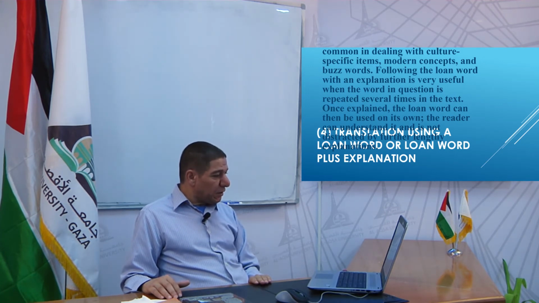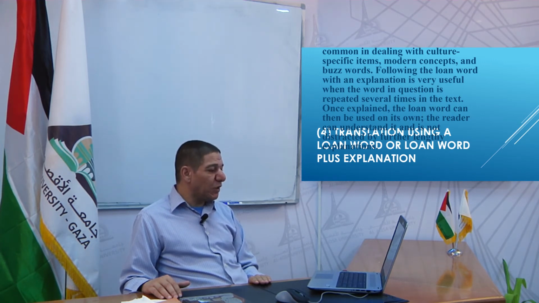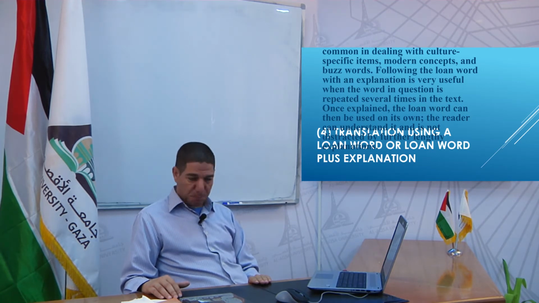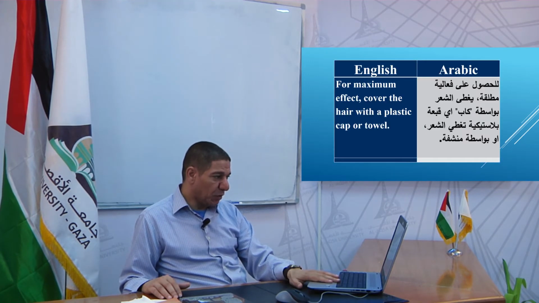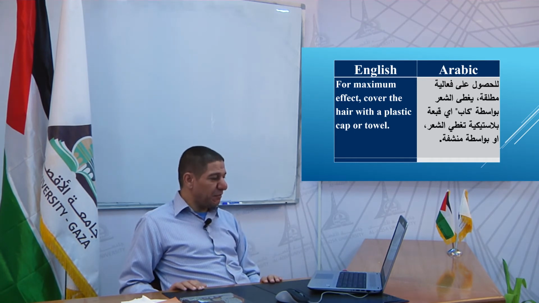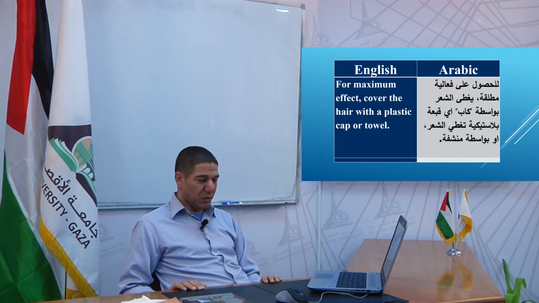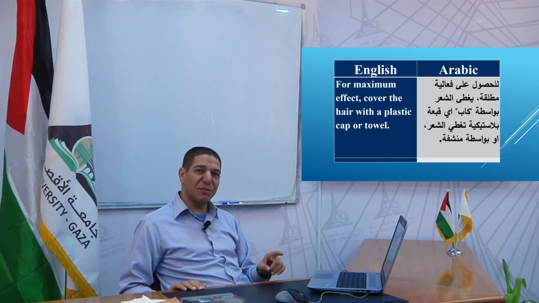Now, strategy number 4, translation using a loan word or loan word plus explanation. A loan word or a loan word plus explanation. Let us take this. For maximum effect, cover the hair with a plastic cap or towel. Maximum effect للحصول. You could say من أجل, لأجل. للحصول is fine. Remember, this is translation by addition.